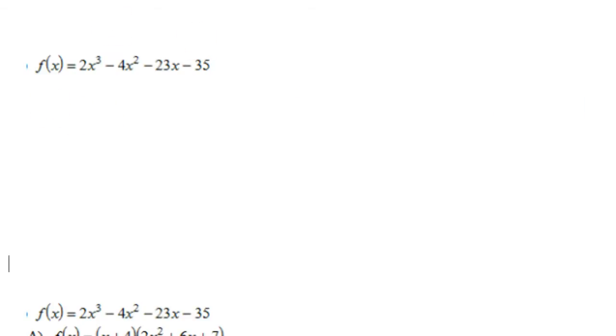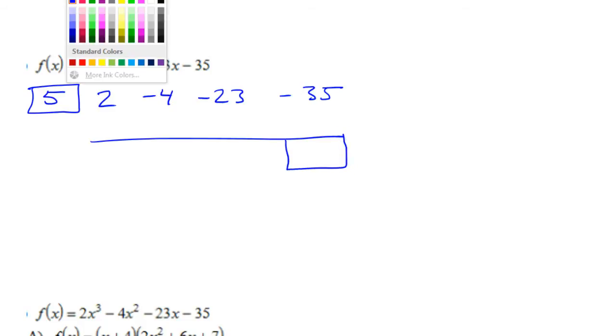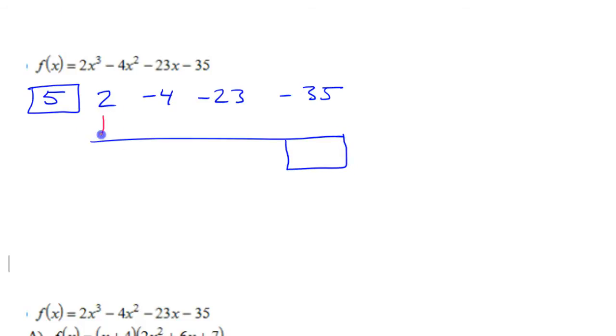So I will take that number 5 and I will do synthetic division. So I will put 5 in the box, and then I will write the coefficients here. So I have 2, negative 4, negative 23, and negative 35. Alright, now I begin the synthetic division. So I will bring down the first term.